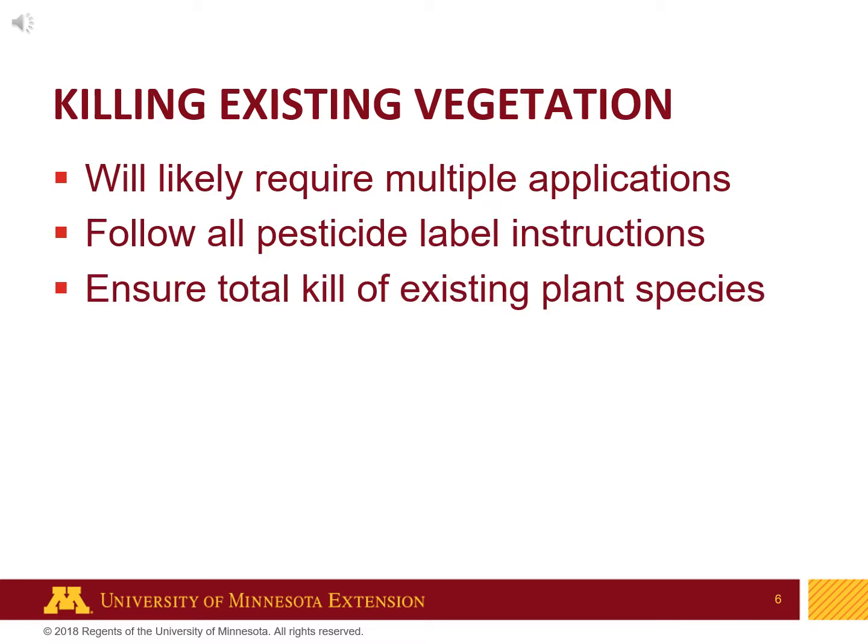Because many of the plants found in roadsides are perennials, they are typically more difficult to control with a single herbicide application. As a result, 2 to 3 applications may be required before all the existing plants are killed. Remember to follow all pesticide label instructions, including using personal protective equipment and restrictions regarding individual or total pesticide rates applied. Finally, ensure that the herbicide applications were successful with a complete kill of the existing vegetation.